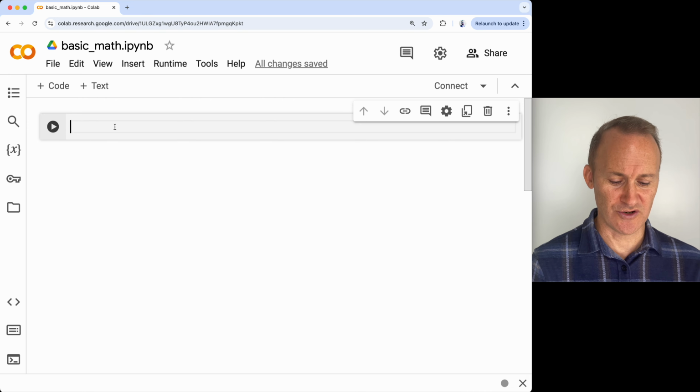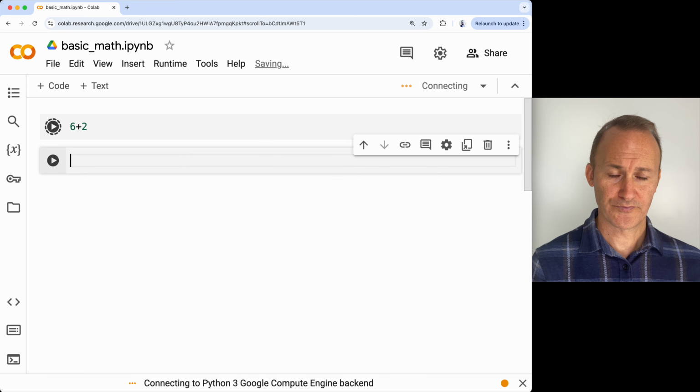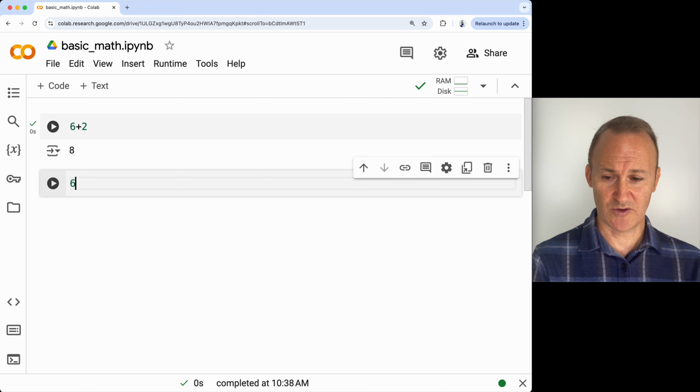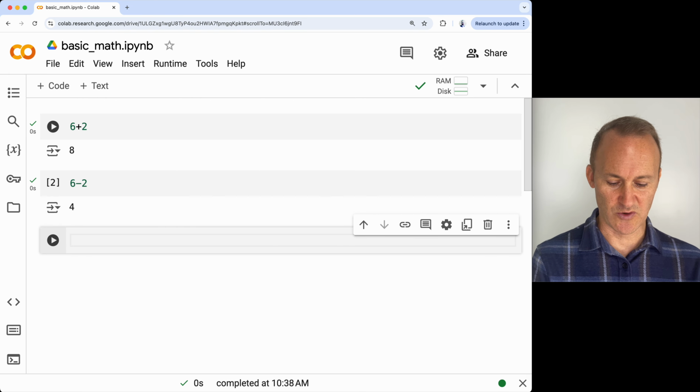Okay, I don't know about you, but I would like to try 6 plus 2. So go ahead and enter 6 plus 2, press Shift Enter to run the code. That first coding cell does always take a moment. And then think about the expected answer. It's always good to check code with numbers that you know. You do get the expected value of 8. Similarly, try 6 minus 2 and press Shift Enter. You get the expected value of 4.